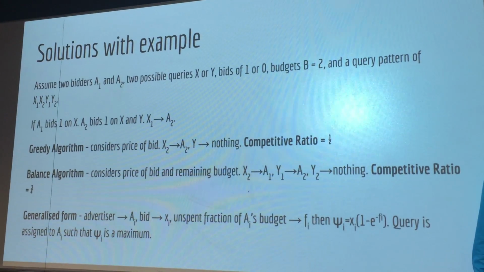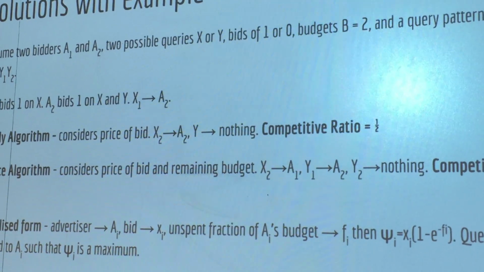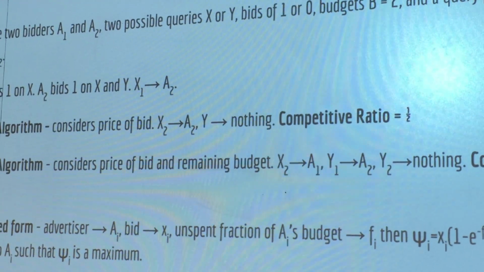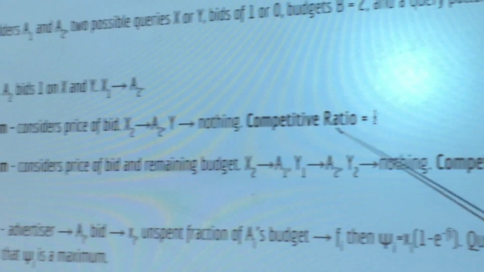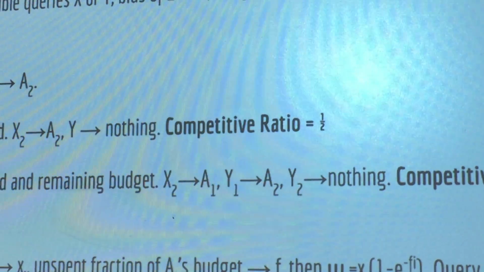And then once you get to Y, there is no company that bid on Y left, because company A's budget is used up. And that's why the competitive ratio is only 1/2 on the greedy algorithm.